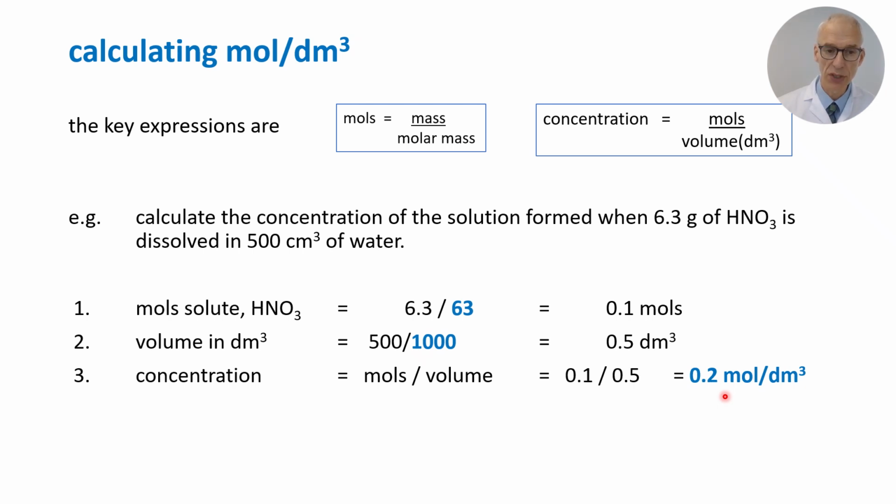So the standard procedure: convert the mass of solute into number of moles, convert the volume, if it is in centimeters cubed, into decimeters cubed, then divide the number of moles by the volume to give you the concentration in moles per decimeter cubed.